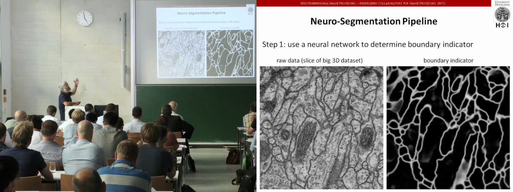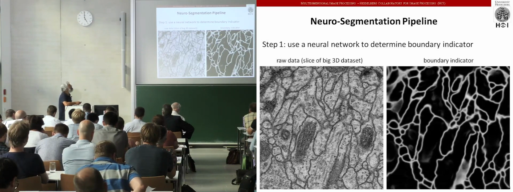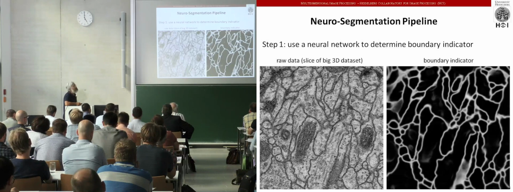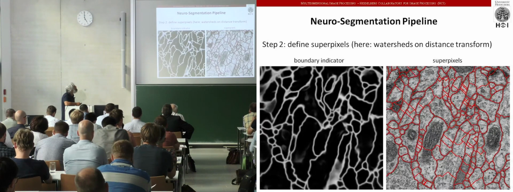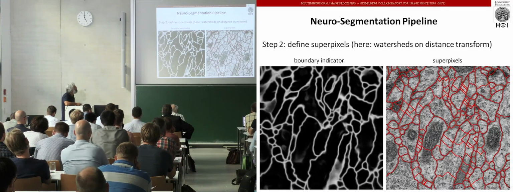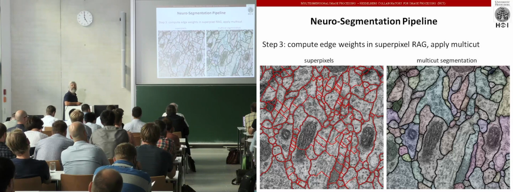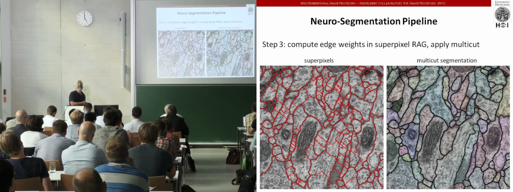So here is the raw data. That's one slice of a big 3-dimensional data set. Here are the membranes, and this is the boundary indicator that we use to compute superpixels, and this is computed by a neural network, which is currently the state of the art, as good as we can do right now. Of course, the superpixels are already quite good, and then the multicut doesn't have to do that much work. Then we define the superpixels here. You see here are some false edges, mainly here, and then we have the multicut segmentation. For normal image processing requirements, this is very good, but for connectomics, it's not yet good enough, because if you just make a tiny mistake, you can have 500 synapses assigned to the wrong neuron, and this is still a problem.